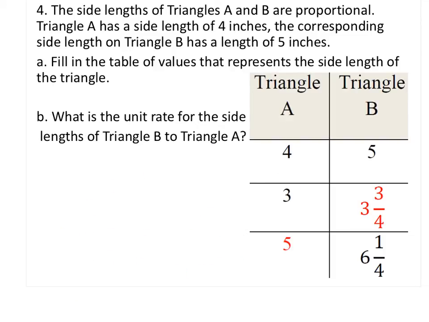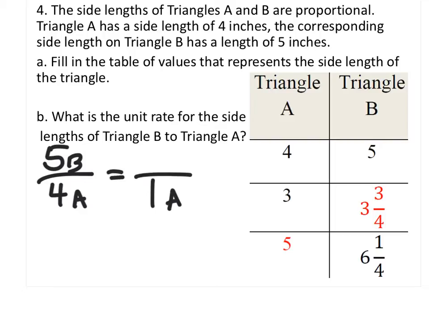Now we'll figure out the unit rate for side lengths of triangle B to triangle A. So we have triangle B with 5 and triangle A with 4. That's our first ratio, which I have written here. And we want to compare this to the unit rate. So triangle A would be 1. All right, so if it ever asks a question like this, it wants the second value to be the 1 in the units. So to do that, we would divide both of these by 4, and we would get 5/4 for the B. So 5/4 to 1 would be our ratio of side lengths of triangle B to triangle A.